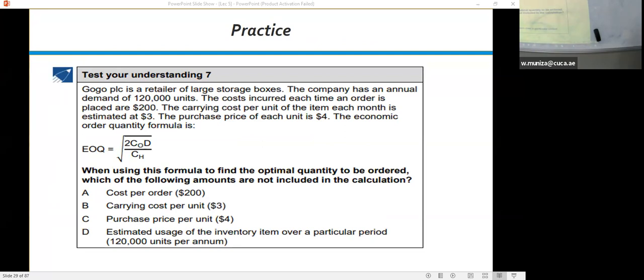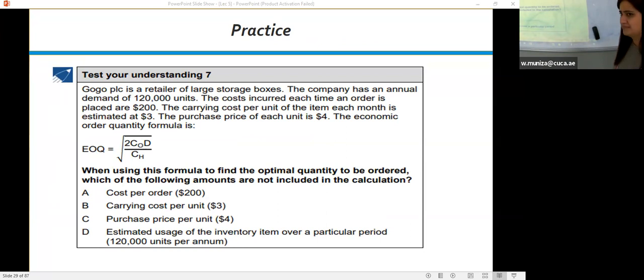Now, students, practice questions are there. We have finished the chapter. We are asking, when using this formula, that is economic order quantity, to find the optimal quantity to be ordered, which of the following amounts are not included in the calculations? So which amount is not going to be included? Even if you are not reading the scenario, you can tell. Yes, it's carrying cost by unit.